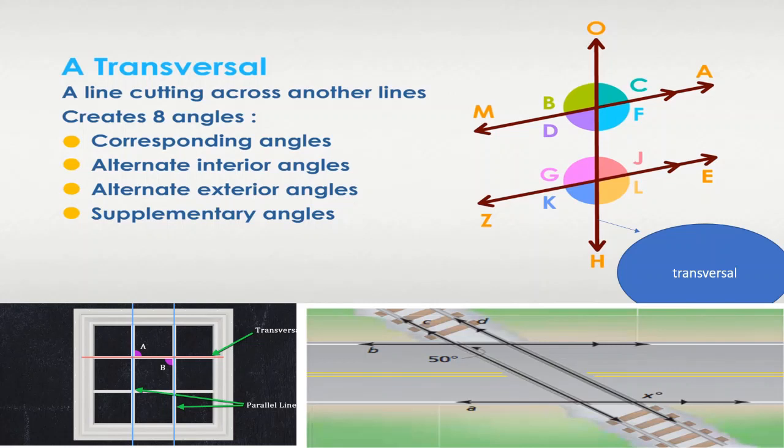Now coming to the last one, supplementary angles. If you consider the interior angles, these two are interior angles and again these two are interior angles. Now we have to consider the same side of the transversal. So this is the left hand side and this is the right hand side. The interior angles on the left hand side are called co-interior angles. Similarly, the interior angles on the right hand side, we call these co-interior angles or supplementary angles.